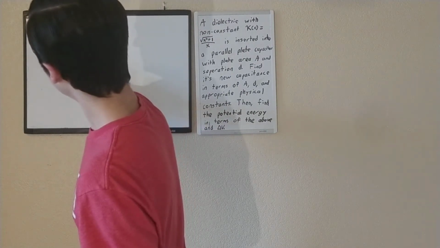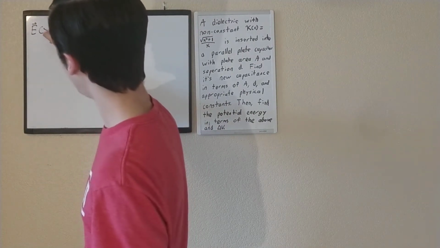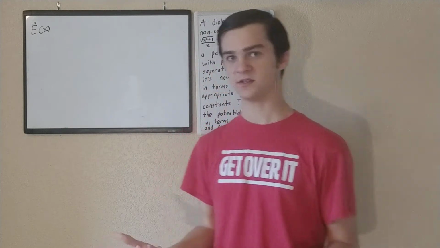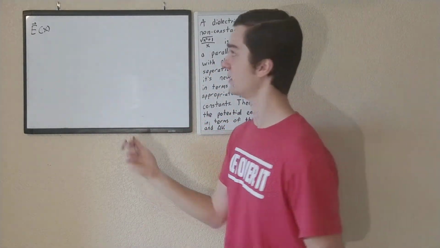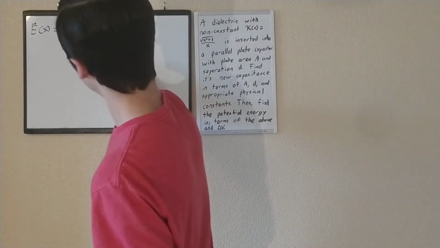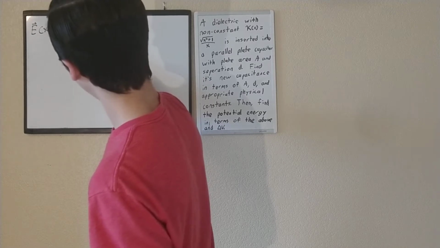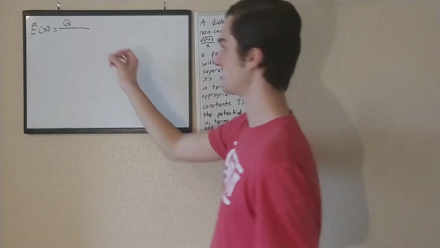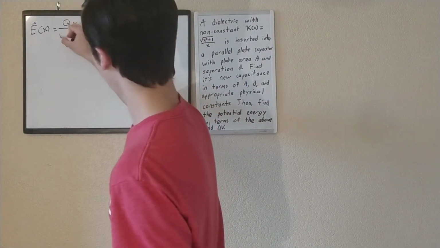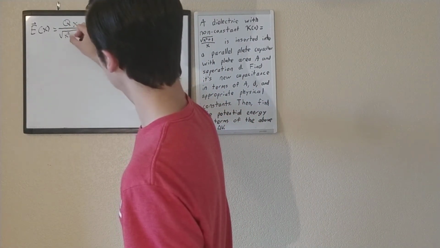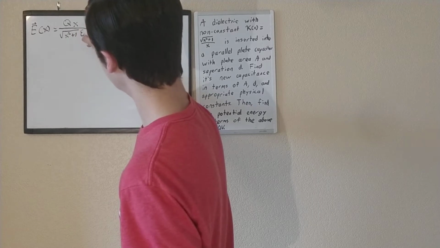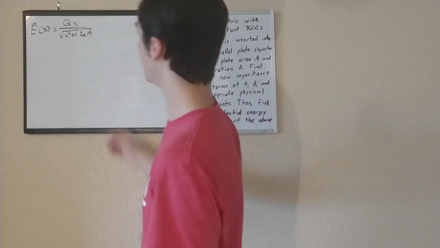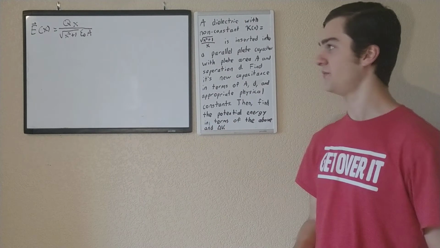So we know the electric field, and this is going to be a non-constant electric field between the two plates because our dielectric constant is changing. It's going to be equal to Q divided by this function, but the x is going to come up to the top. So x over the square root of x squared plus 1, times epsilon naught times A. This is our function for the electric field.